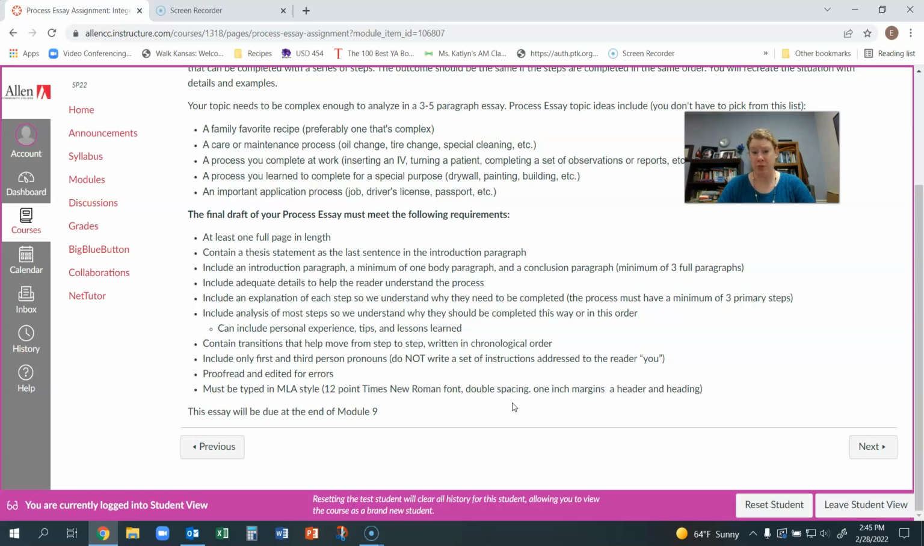You can use first person pronouns for this essay. You should not use second person pronouns, and that is the use of the word you, because you are not writing a set of instructions. So you are not telling the reader how he or she will do it. You're telling us how a person would do it, or how you did it. So you can use first person I. And there will be more information about that as we start drafting.